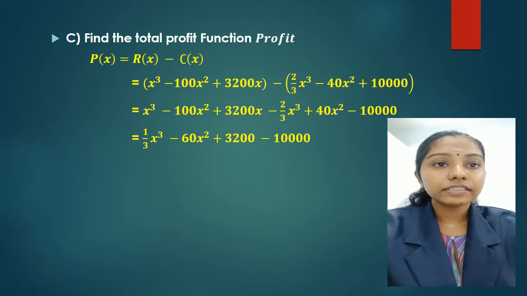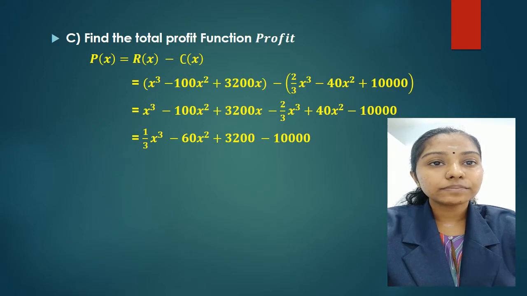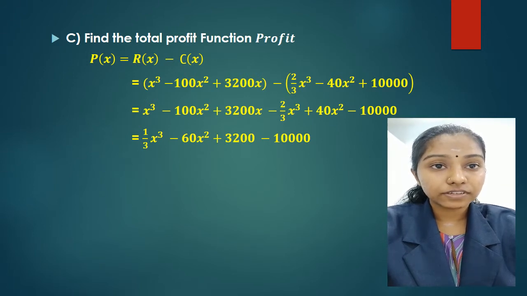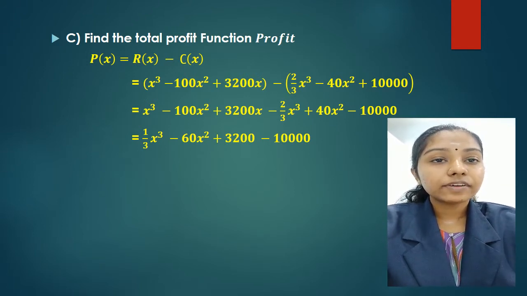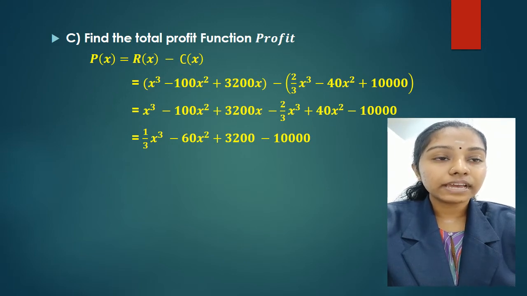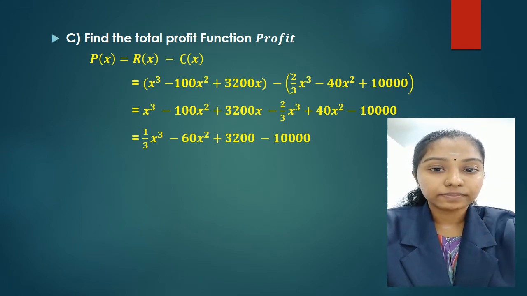Question C. Find the total profit function. To find the total profit function, we should subtract the cost function from the revenue function. The revenue function is x cubed minus 100x squared plus 3200x, minus the cost function, which is 2 over 3x cubed minus 40x squared plus 10,000. The answer will be 1 over 3x cubed minus 60x squared plus 3200x minus 10,000.